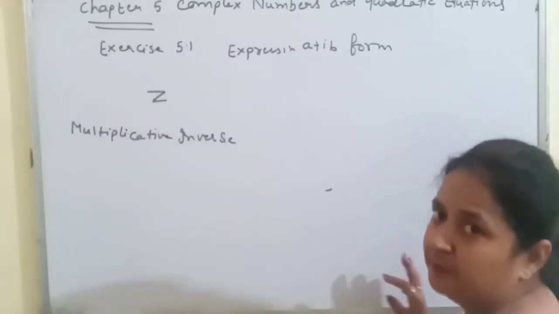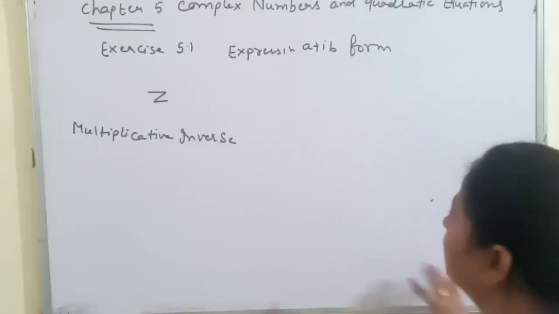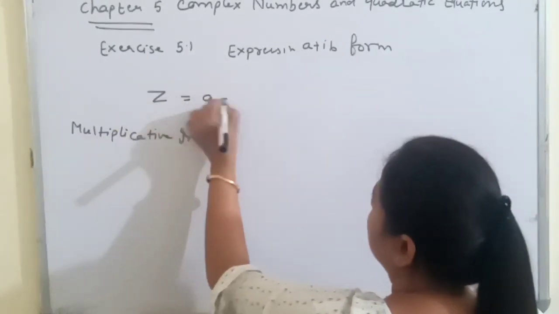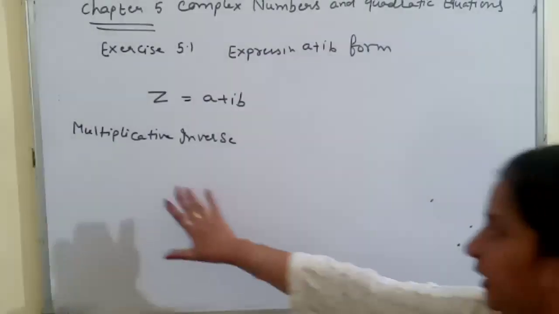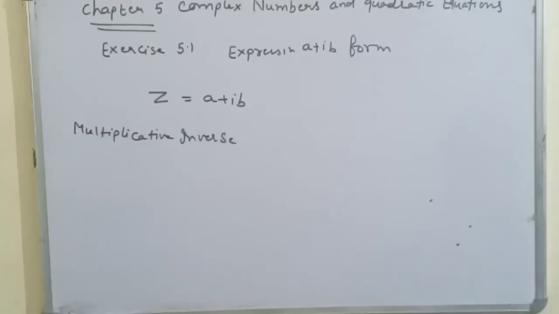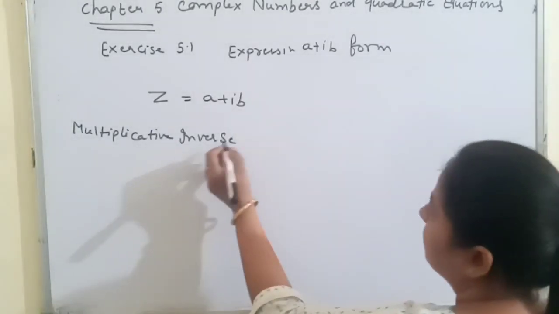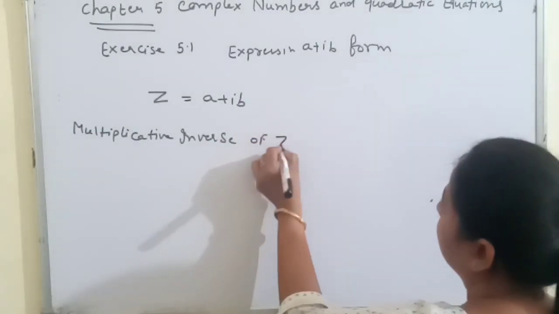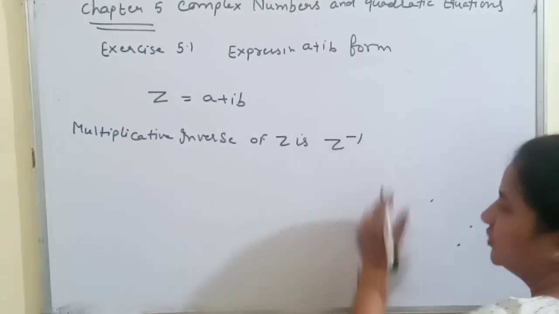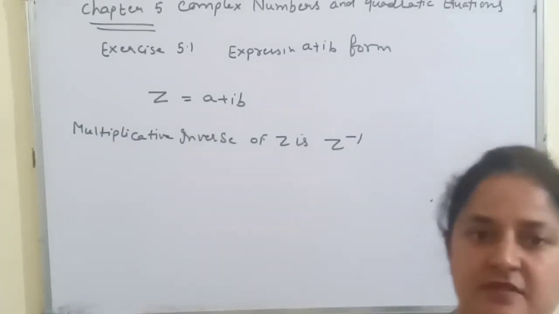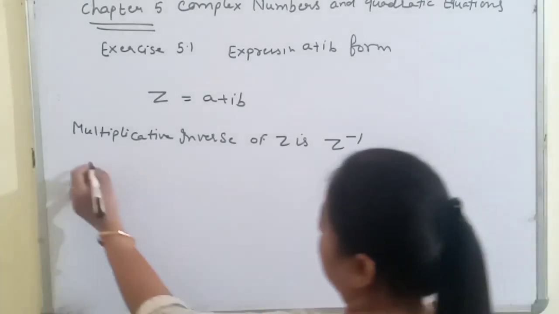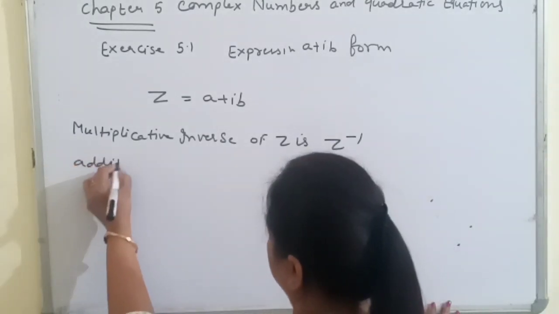Complex number, the symbol for a complex number is Z. Z is a complex number in the form a plus iota b, where we have to take the multiplicative inverse. The multiplicative inverse of Z is Z inverse. It means we just have to take the reciprocal of the given statement. Second is the additive inverse.